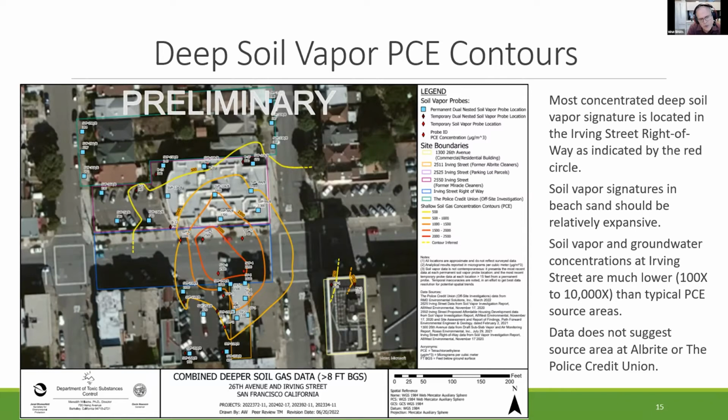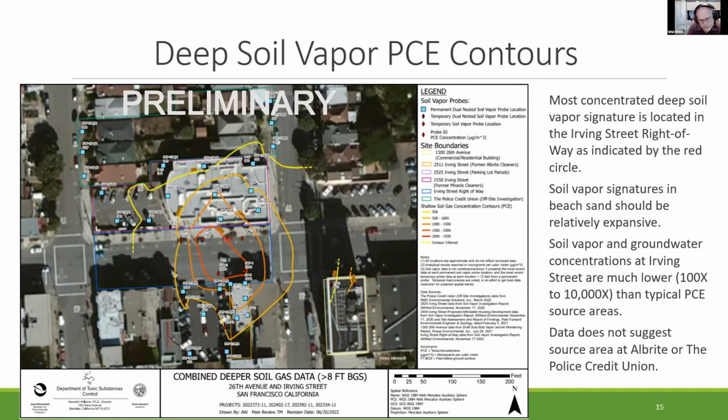And because this soil vapor at the deep horizon is further from the surface, it has less mixing and influence from atmospheric air exchange that comes from weather-induced barometric pressure changes.